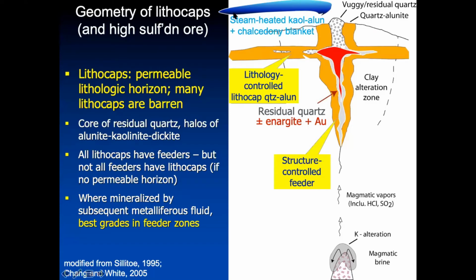Now, this brings us to steam-heated alteration, the third style of alteration. I've talked about quartz alunite alteration. Also, there's kaolinite dickite alteration in the lithocap. Well, there's also kaolinite and alunite in steam-heated zones, and those form above the groundwater table in the same environment.